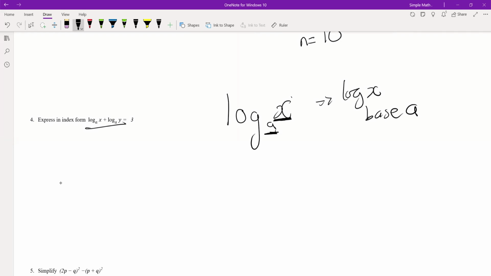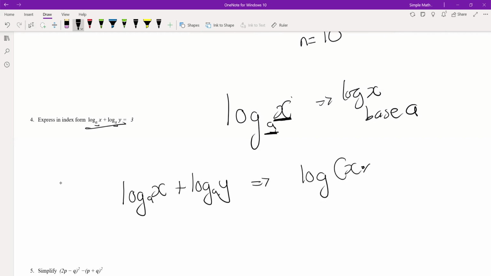Both of them are base a. So can you combine them? Yes, if you consider the laws of logarithms, because they share the same base, you can combine them and say log of x times y, base a. When you add logs together, you combine them by simply multiplying the values and keeping the base a. Let me give an example, just a rough example.